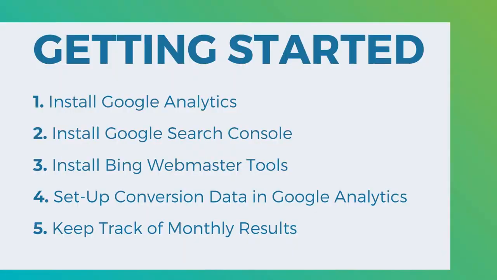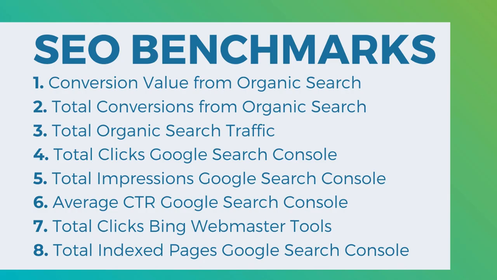To come back to it one more time, the 8 different benchmarks that I focus on are conversion value from organic search, total conversions from organic search traffic. The top 3 are all from Google Analytics, total clicks from Google Search Console, total impressions from Google Search Console, and average click-through rate from Google Search Console, along with total index pages. So this just tells me a lot about how my website is performing in the Google search engine. And then last but not least is total clicks, Bing Webmaster Tools.